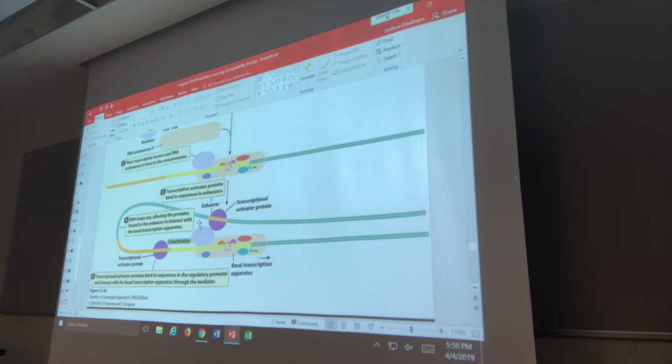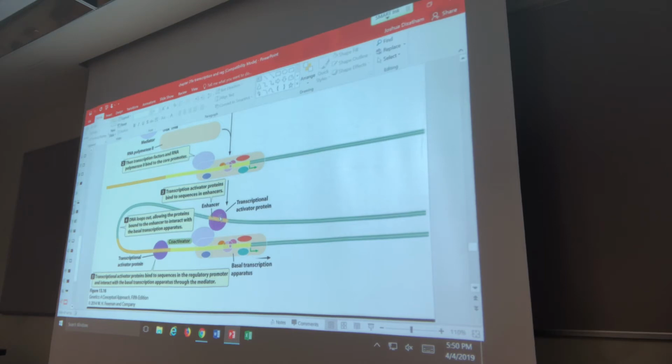Well, step one is a transcription factor will bind to this enhancer sequence. How? There's a consensus sequence that just happens to be here. And as long as it's there, a transcription factor that matches with it will bind to it.